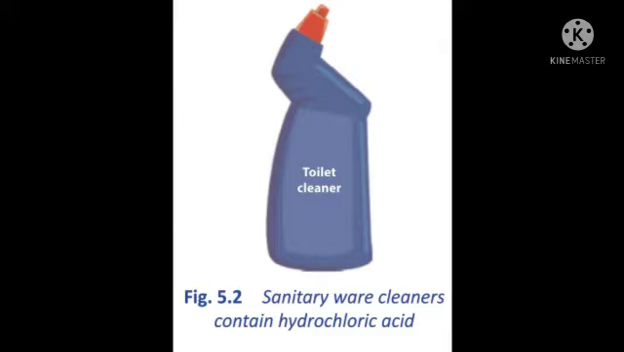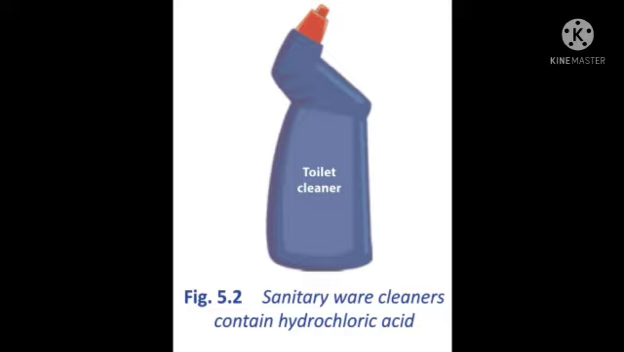Second use is for cleaning sinks and sanitary ware. So these are the two uses of hydrochloric acid. Dilute hydrochloric acid is used in various industries for heating applications. It is applied to remove deposits from the inside of the boilers. Hydrochloric acid is also used for cleaning sinks and sanitary ware.